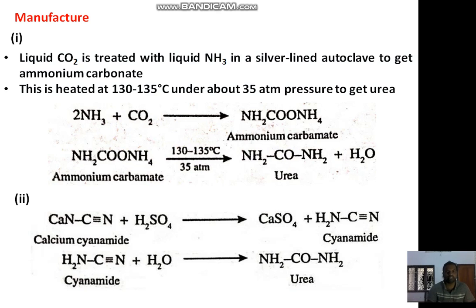The next method is the reaction of calcium cyanamide with sulfuric acid. It will give cyanamide, and this cyanamide is hydrolyzed. Hydrolysis of this cyanamide will give urea. So these are the two methods of industrial, large scale preparation of urea.